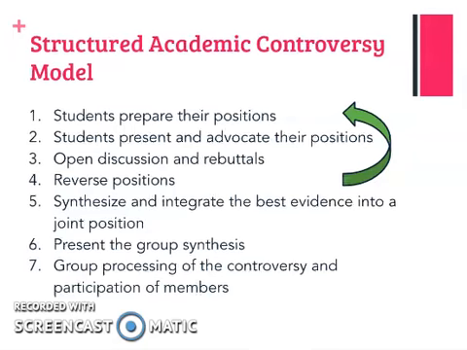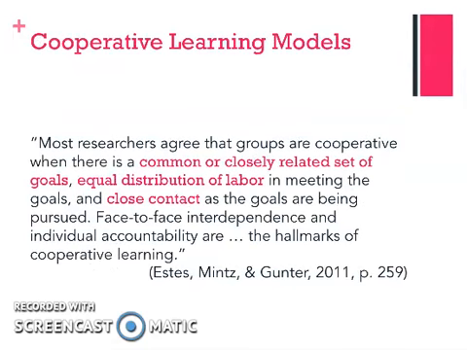So when we think about this model, our authors say that most researchers agree that groups are cooperative when there is a commonly or closely related set of goals, there's equal distribution of labor in meeting the goals, and close contact as the goals are being pursued. Face-to-face interdependence and individual accountability are the hallmarks of cooperative learning.